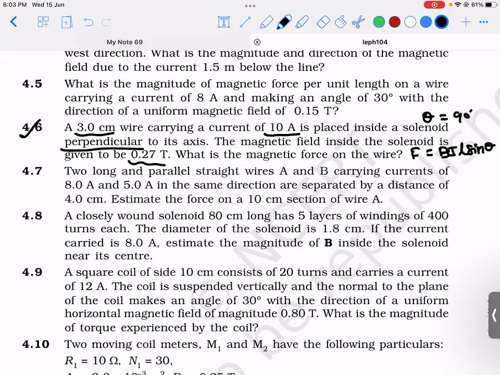So can you try out 4.8? There is a closely wound solenoid. Unless they give you the direction of the magnetic field, how do you calculate the direction of force? Whenever they ask magnitude, they will not be concerned about direction. Very easy. It's like 8.1. Do 4.8.